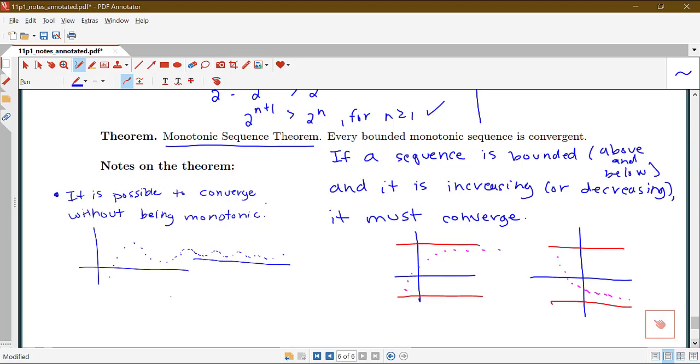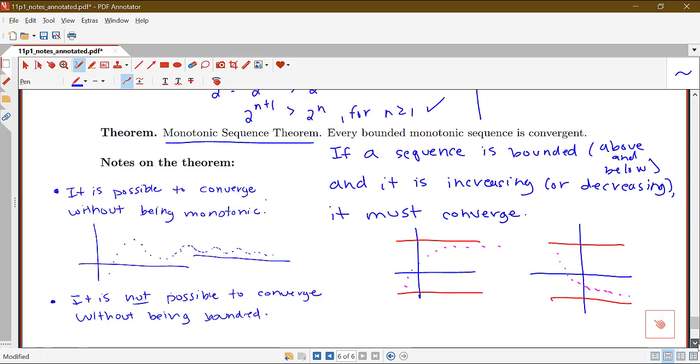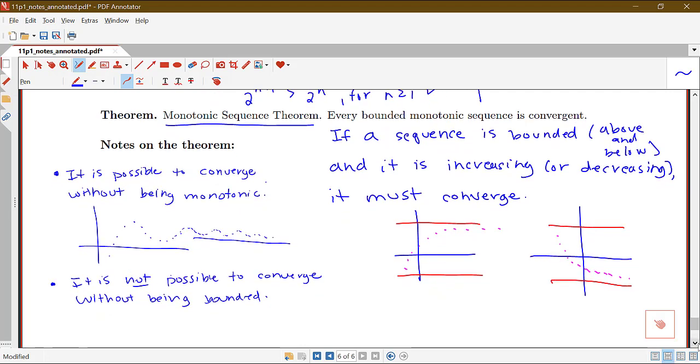So what about the bounded condition? Is it possible to converge without being bounded? And the answer is no. It is not possible to converge without being bounded. But being bounded alone isn't enough to show convergence. If all you know is that something is bounded, that doesn't tell you that it converges.